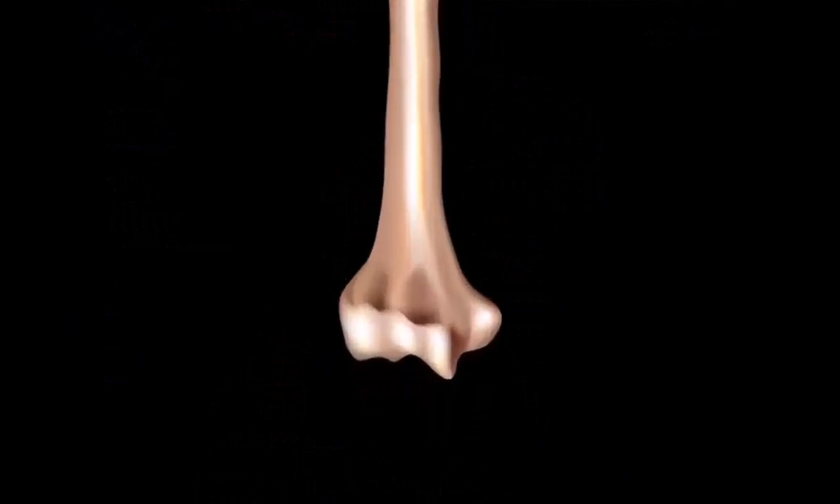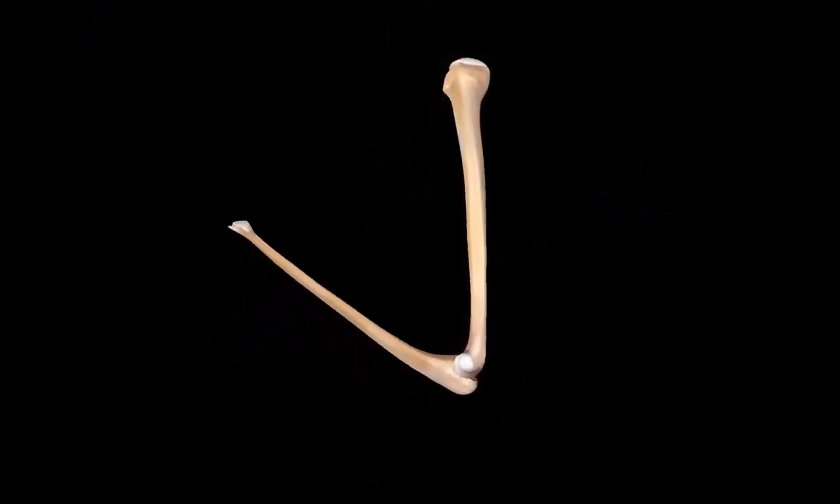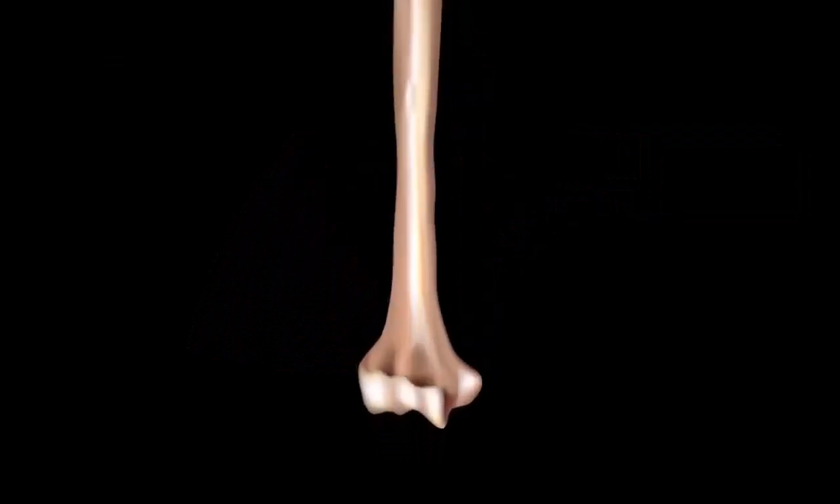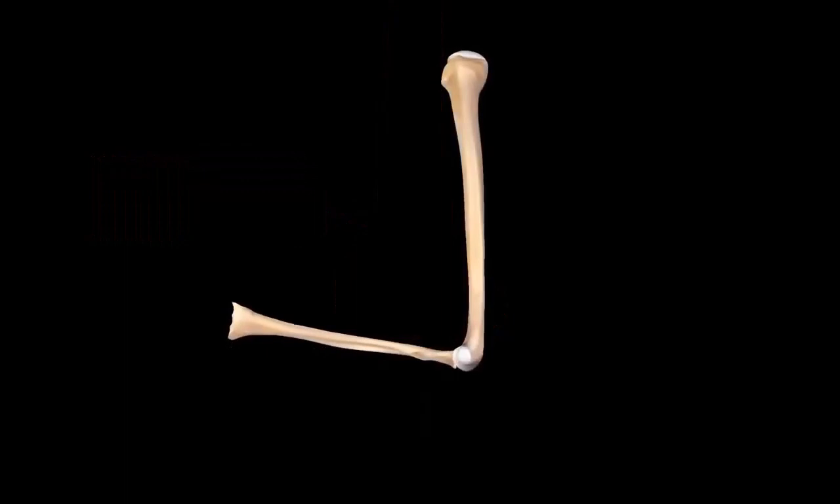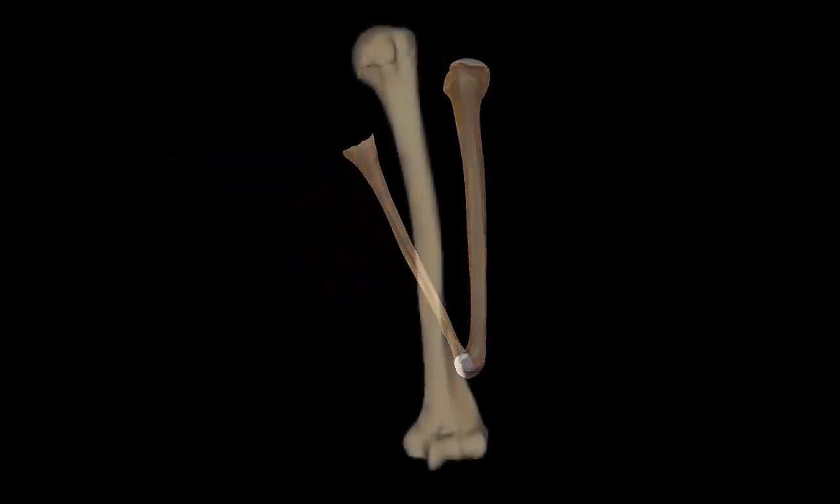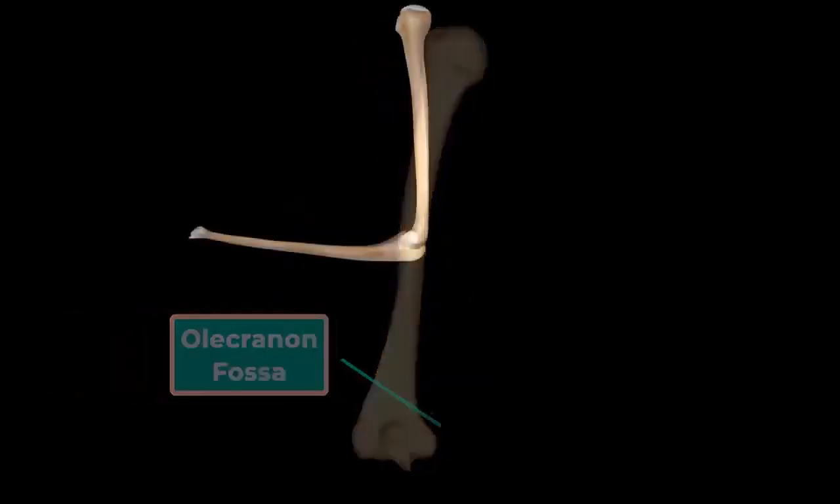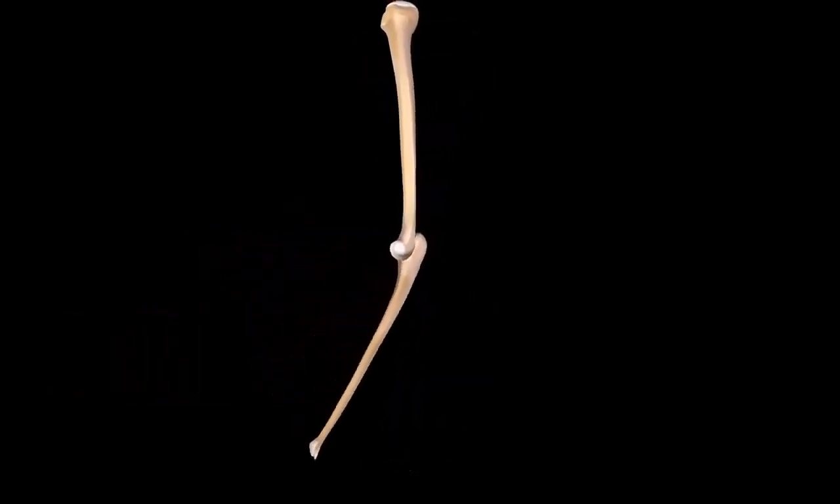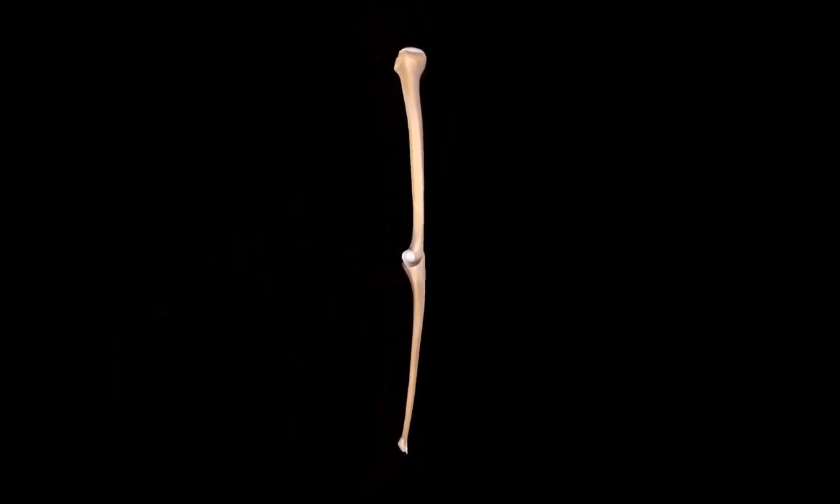Superior to the trochlea is the coronoid fossa, which receives the coronoid process of the ulna, and above the capitulum is the radial fossa, which receives the head of the radius when the elbow is flexed. Similarly, the posterior humerus has the olecranon fossa, which is a larger depression that receives the olecranon process of the ulna when the arm is fully extended.